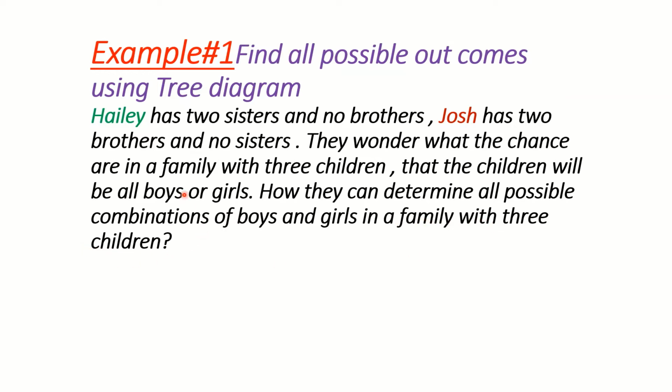I'll repeat once again. Haley has 2 sisters and no brothers. Josh has 2 brothers and no sisters. They wonder what the chances are, in a family with 3 children, that the children will be all boys or girls. How can they determine all possible combinations of boys and girls in a family with 3 children? So we are going to put this situation in a tree diagram, and we'll find out all possible outcomes.